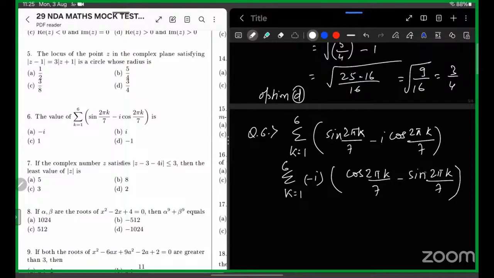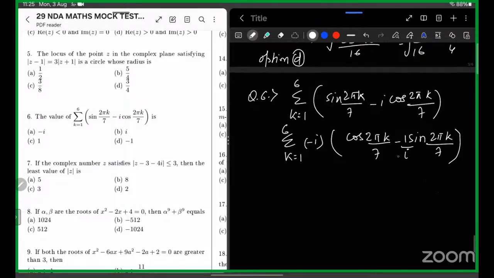Like this with iota sign. I have taken minus iota common, no? So I need to divide it by minus iota also because there is no minus iota in this value. So if you have taken minus iota common, just divide it by 1 upon iota, minus 1 upon iota here. So this iota you need to rationalize by multiplying iota to numerator and denominator.